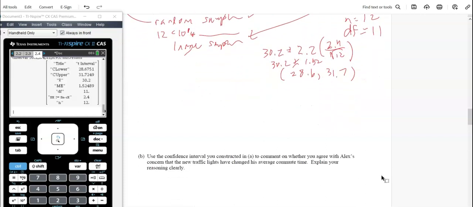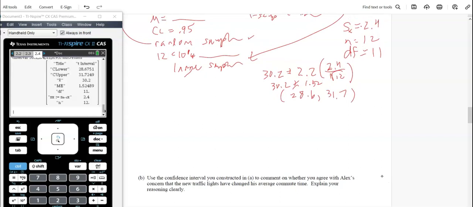So the follow-up question is, using the confidence interval, do you agree with Alex's concern, right? So should we be concerned? So the old interval is 28.4. Oh, 28.4 is not in the interval, right? Which is evidence that new traffic lights have changed the true mean. It seems to take longer. So I would say something like that.